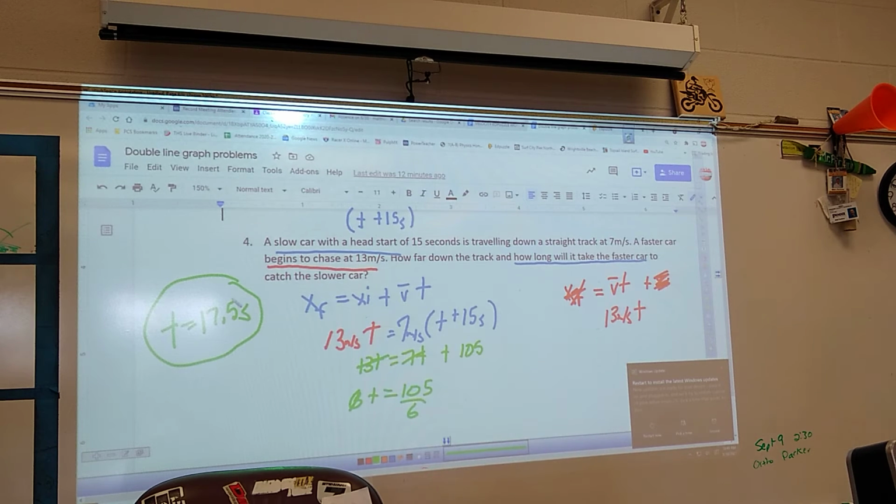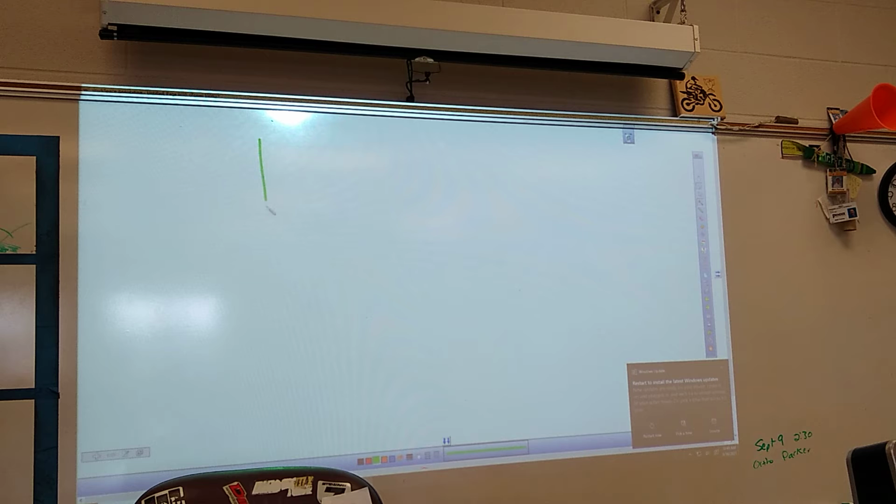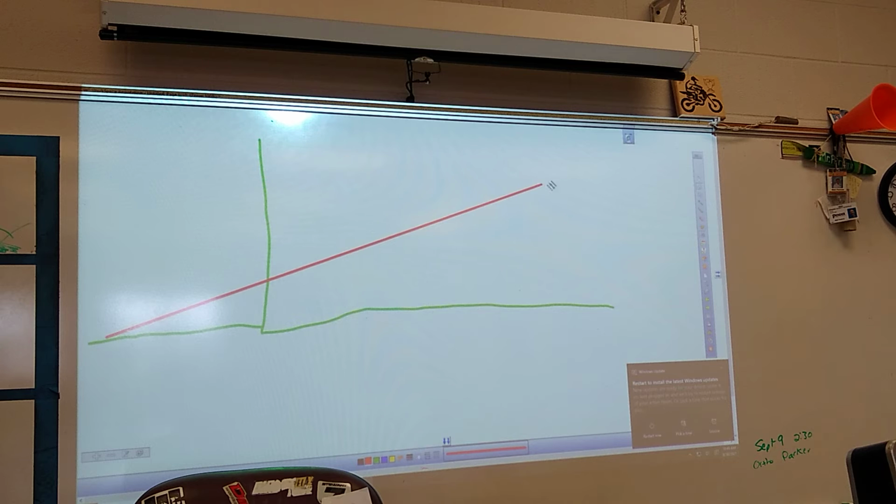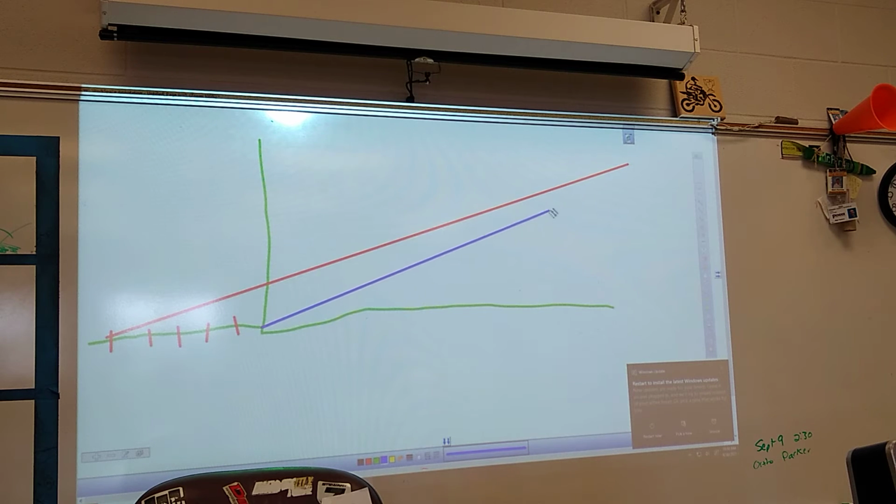Now, there's a catch to this problem, because it says how far down the track. Now, if we're thinking about this graph, if we're thinking about it the way we've written it, we're saying to ourselves, hey, the slow car started going 1, 2, 3, 4, 5 seconds before the fast car, and the fast car's slope is a little bit steeper, so it's going to catch it. Does that make sense to everyone? Yes. So the head start is in time, but the question was how far down the track.